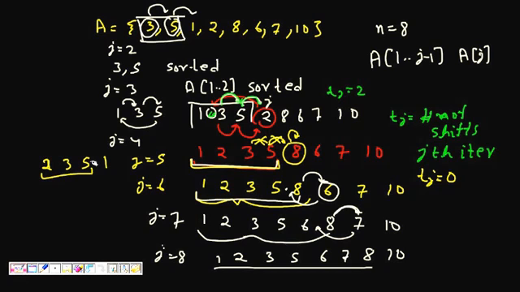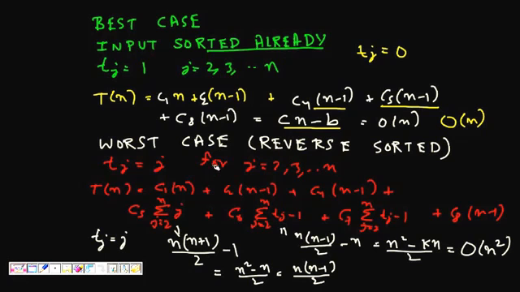Now 5 is greater than 1, so it has to shift, 3 is greater than 1, so it has to shift, and 2 is greater than 1, so it has to shift. So tj will be equal to j. Those many shifts we have to make. For j equal to 3, we had to make 3 shifts. So tj is equal to j for j equal to 2, 3, till n. Now our summation T(n) is the sum of the number of times each line of the code runs.